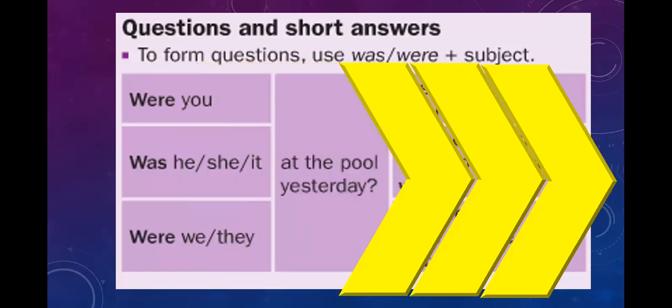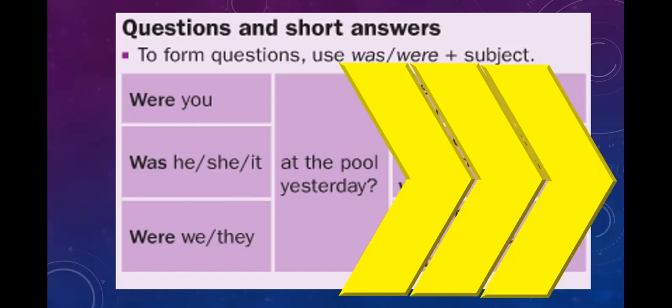We have, were you at the pool yesterday? Was it at the pool yesterday? Were they at the pool yesterday? Okay, those are the questions. We use was or were before the subject, in this case, the pronouns. Now, keep in mind that we can replace the pronouns with some person's name, okay? Maybe with a noun, which will take the place of a subject.